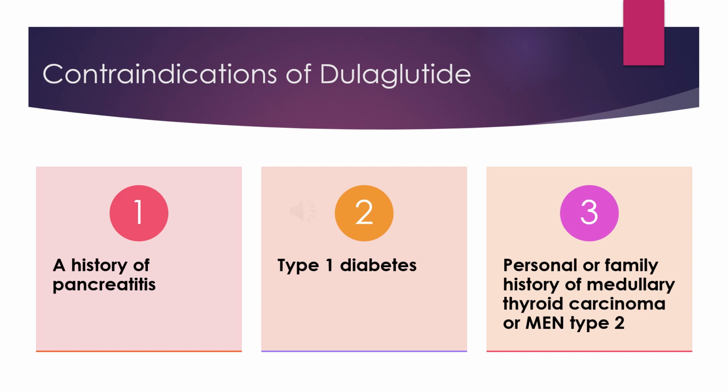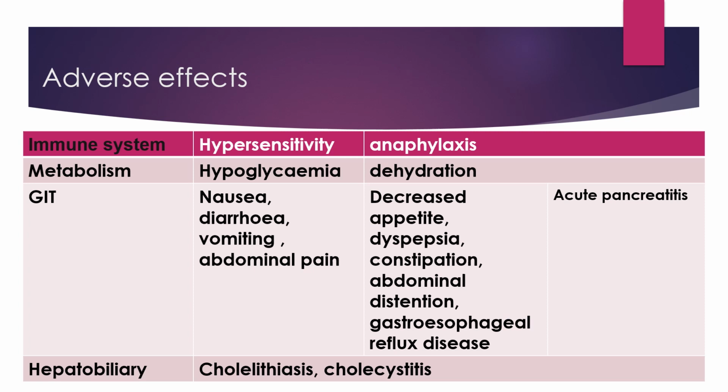Contraindications of dulaglutide. Dulaglutide should not be used in patients with history of pancreatitis, patients with type 1 diabetes, or in patients with personal or family history of medullary thyroid carcinoma or multiple endocrine neoplasia type 2. The adverse effects profile of dulaglutide is similar to other glucagon-like peptide 1 receptor agonists.